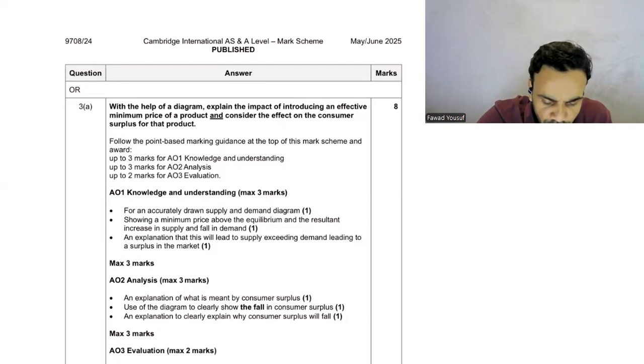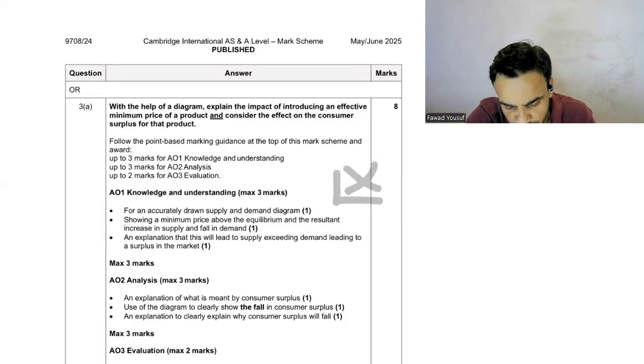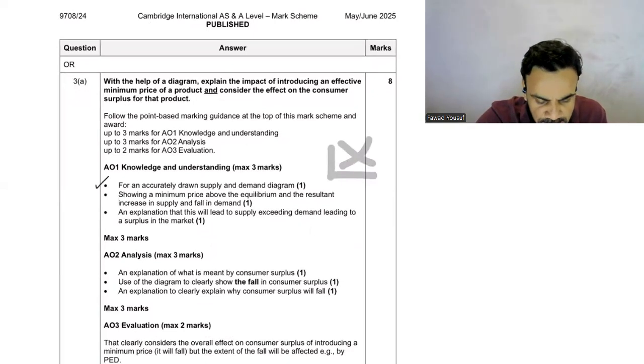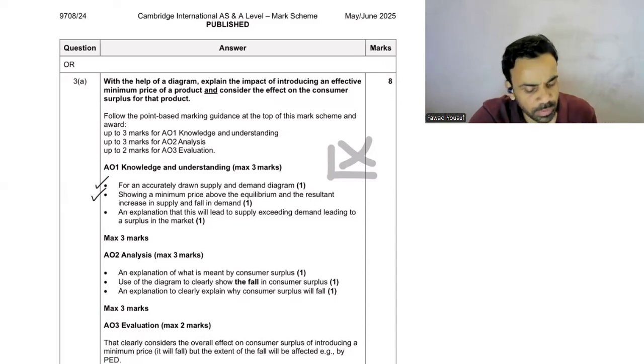For an accurately drawn demand and supply diagram, I think what this simply means कि आपने this done with proper labels and all. So I think 1 mark is for that. Showing the minimum price above equilibrium and the resulting increase and fall in demand. तो I think वो हमने arrows के through और Q1, Q2 के through वो कर लिया है. Third mark for knowledge and understanding they're giving is for explanation that how this will lead to a surplus.